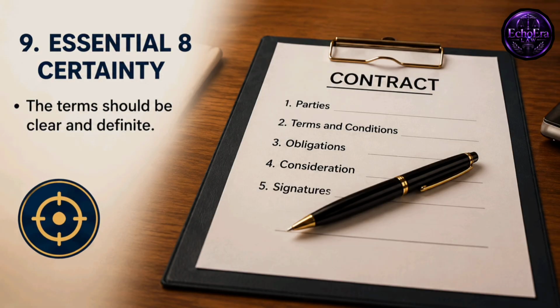The eighth essential is certainty. The terms of the contract must be clear and definite. If the agreement is vague or confusing, it cannot be enforced. For example, if someone says, "I'll pay you a good amount someday," this statement is uncertain because nobody knows the exact amount or date. Therefore, certainty is essential.